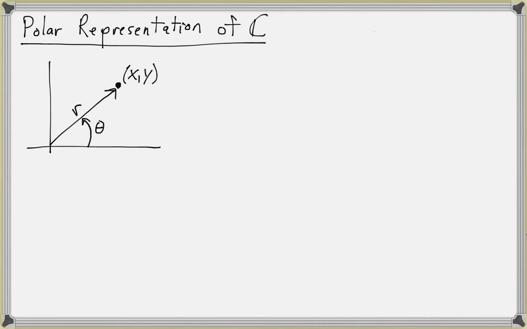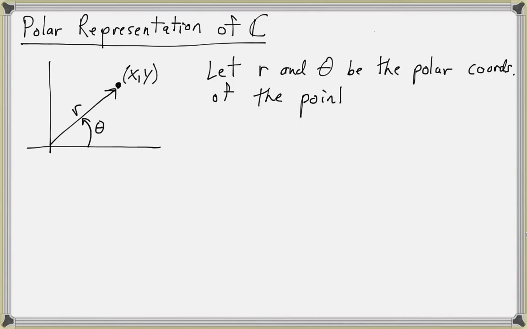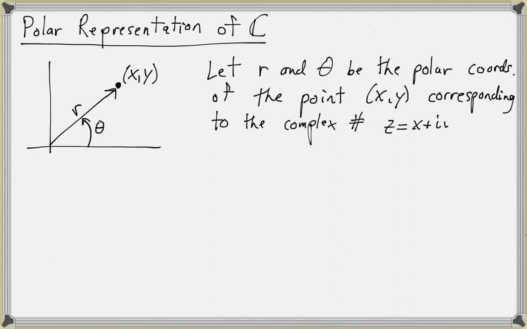measured in the counterclockwise fashion. So these two numbers, r and theta, are the polar coordinates for the point xy. xy is the point corresponding to the complex number z, which is x plus iy. The angle measure is measured in radians.